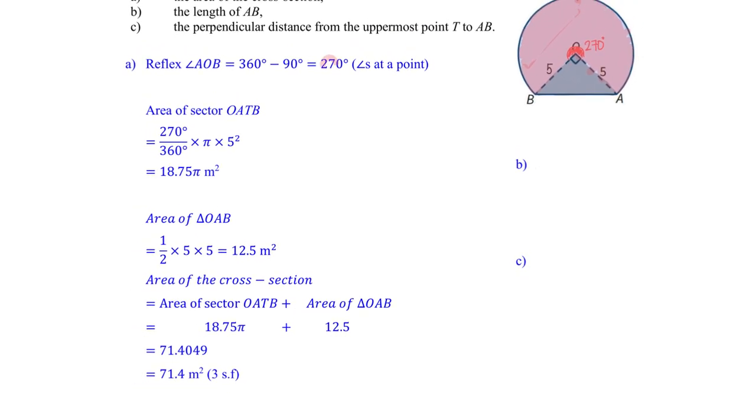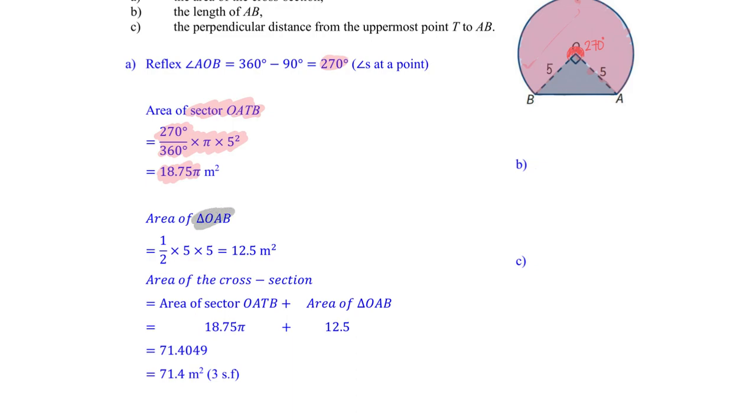270 degrees and find the area of the sector using the formula: angle at the center divided by 360, followed by multiplication of pi r squared. And notice Mr. Tan here did not give the answer to many significant figures. Rather, I leave it in terms of pi because this is not the final answer.